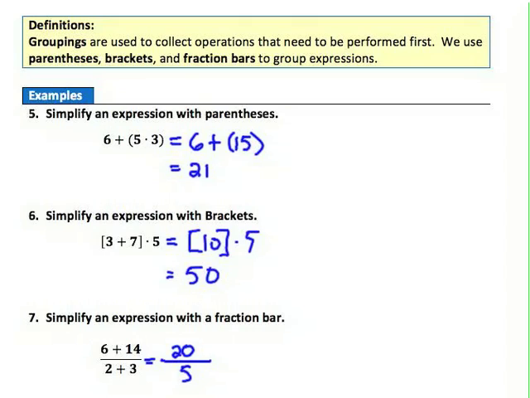Once I've simplified the numerator and denominator, I'm ready to do the division in this problem. Remember that a fraction bar indicates division, so my next step then is to take 20 divided by 5, which will give me an answer of 4.